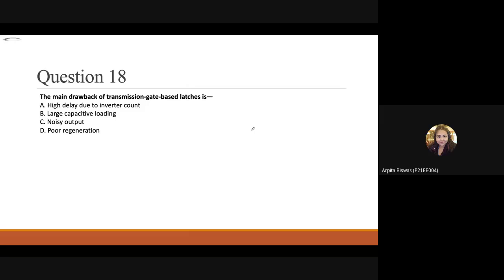So this is question number 18. The main drawback of the transmission gate-based latch is: option A, high delay due to inverter count. Option B is the large capacitive loading. Option C is the noisy output, and option D is the poor regeneration. So, what is the right answer? The right answer is option B, the large capacitive loading.